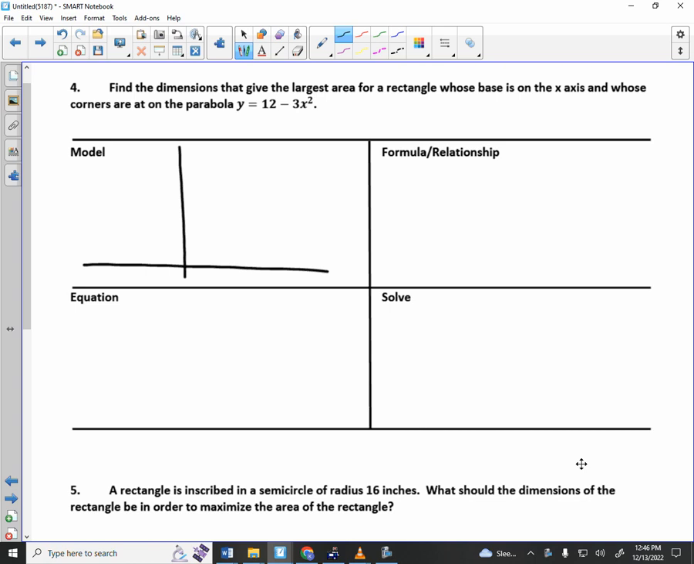Okay, so we're going to take a parabola shaped like y equals 12 minus 3x squared, and we're going to put a rectangle on the inside. We want to know the dimensions of the rectangle that give the maximum area. So what does that 12 minus 3x squared look like?